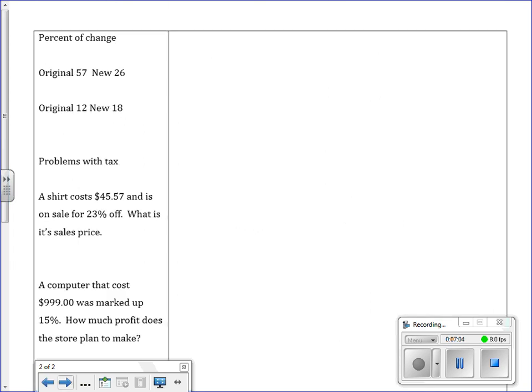Okay, on the back here, we're talking about percent of change. So remember, we have a formula that says percent over 100 equals the difference of the two numbers all over the original amount. So if the original number is 57 and the new number is 26, I would have x over 100, because that's what we're trying to find, the percent, equals 31 all over 57.